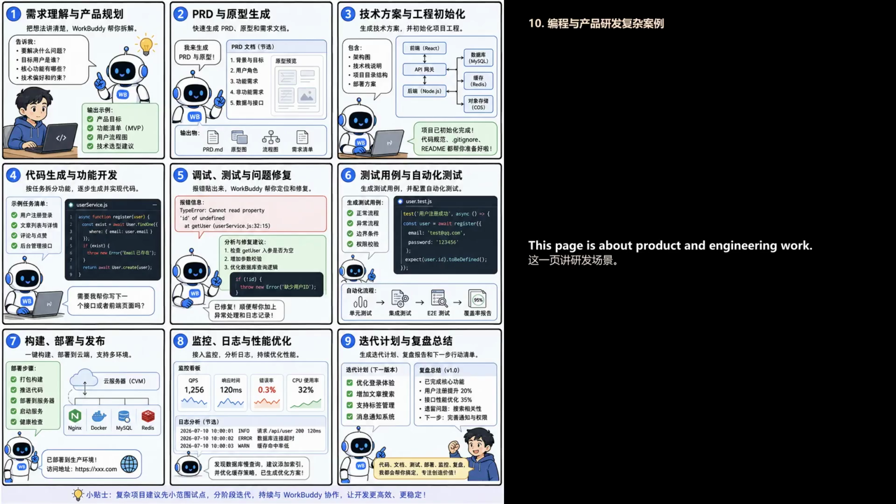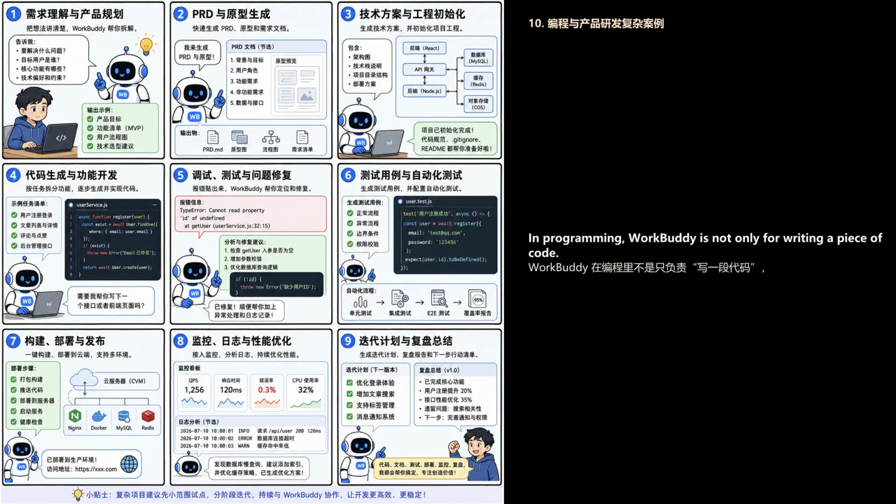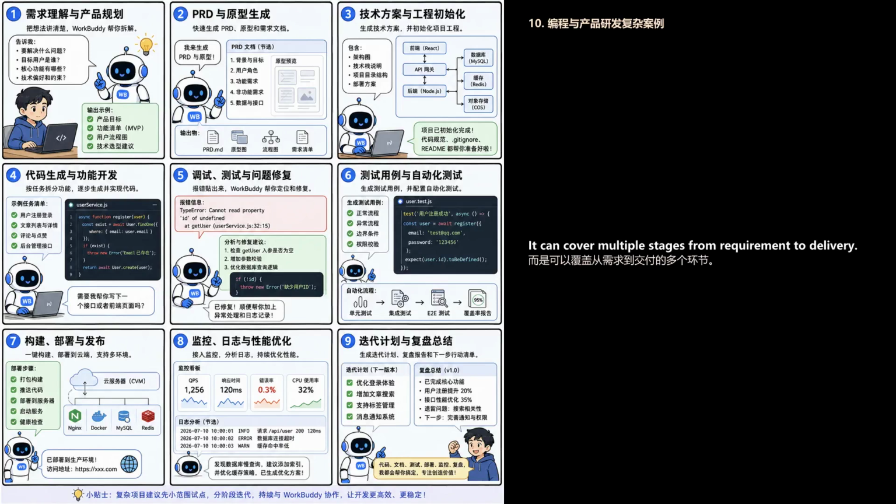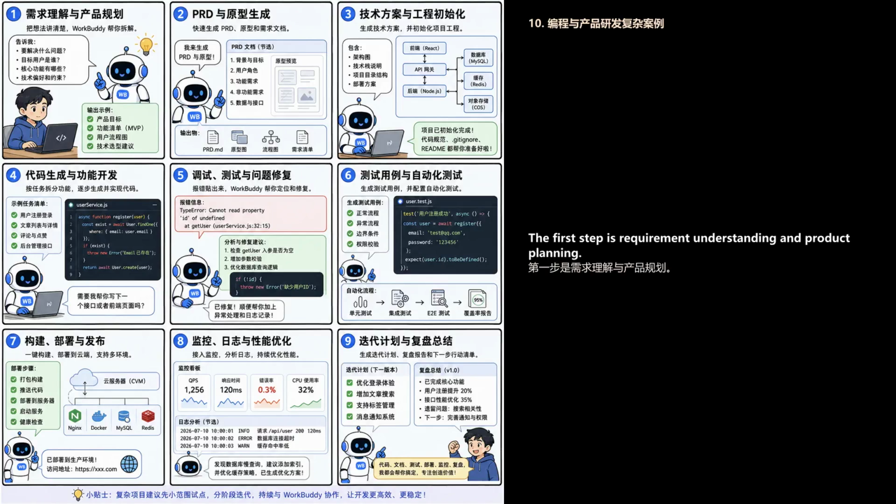This page is about product and engineering work. In programming, WorkBuddy is not only for writing a piece of code. It can cover multiple stages from requirement to delivery. The first step is requirement understanding and product planning. A development task should not only say build a system.